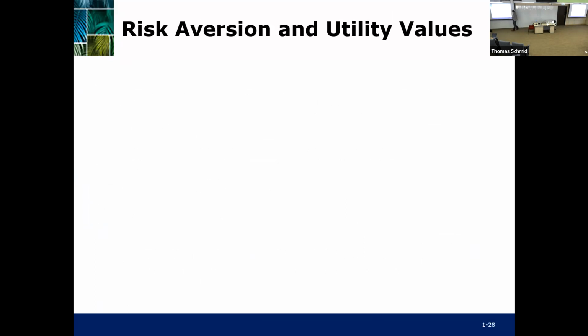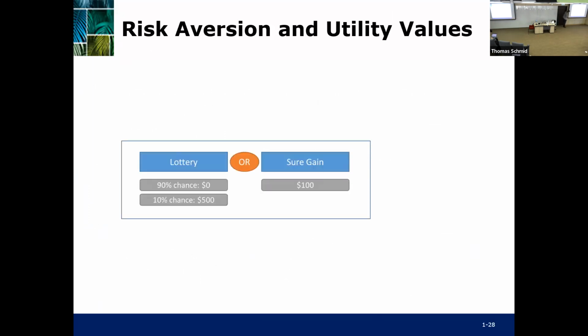But before we do that, and before the break, let's do a few small lottery games to understand a bit further what I mean by this risk aversion. Okay? So this is a game. You have to choose. You want to play a lottery with me, or you want to just take the sure game. The sure game is $100, and I can give that to you now.